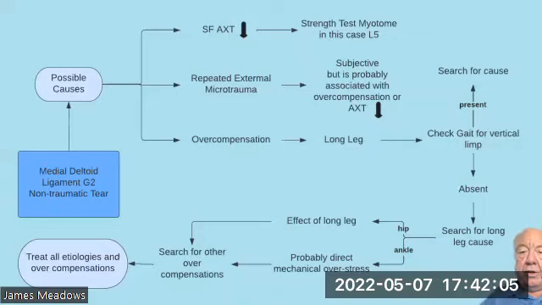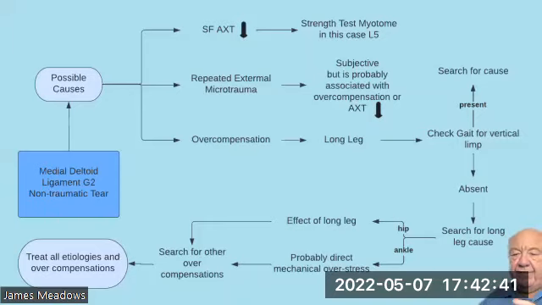This can be an overcompensation for a long leg. That it's a medial ligament is breaking down. Now, this is unlikely, in and of itself, to change the long leg into a short leg. So we can check gait for a vertical limp, and if we find that it's present, then we search for the cause of it. If it's absent, if this is a normal gait, for example, or even a low gait, then we need a short leg gait. Then we need to search for a long leg cause.